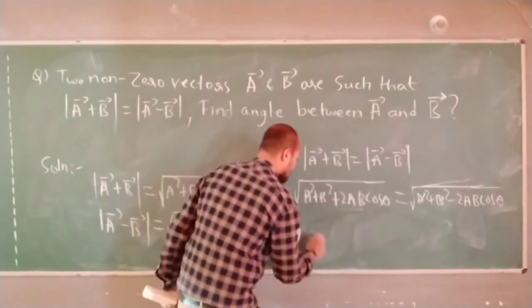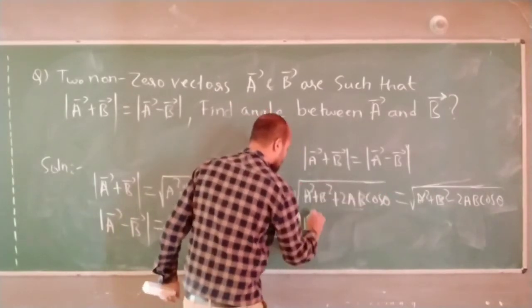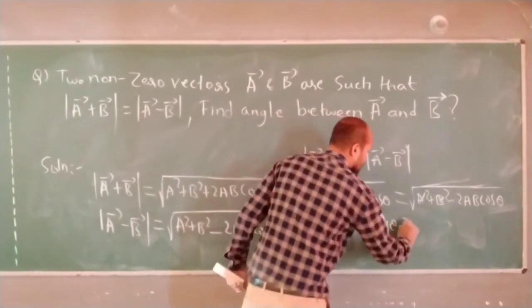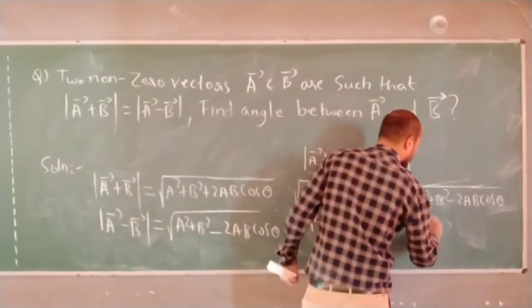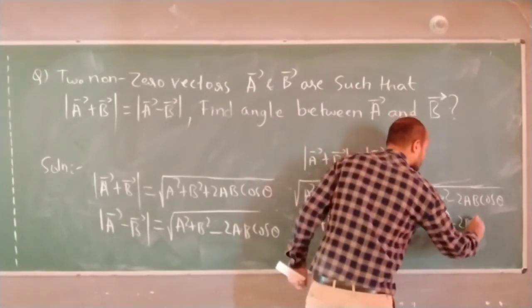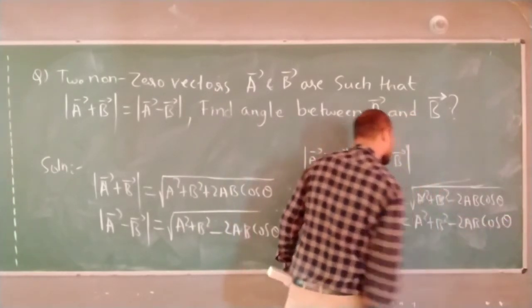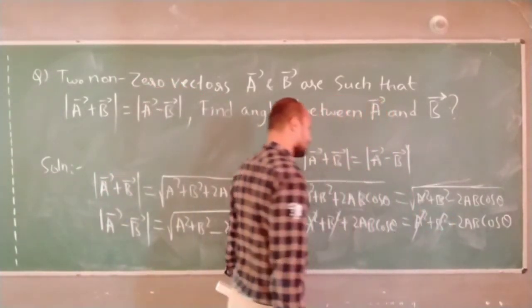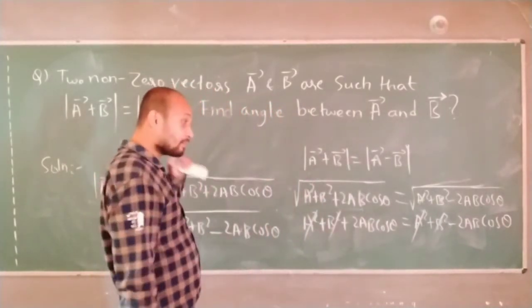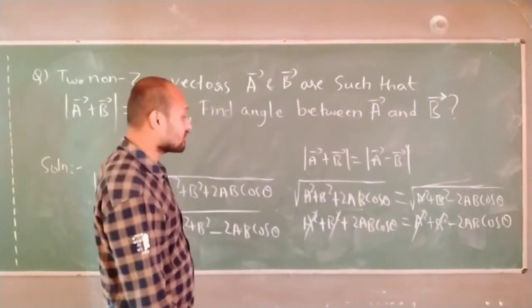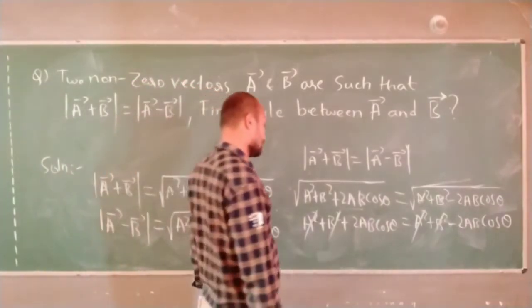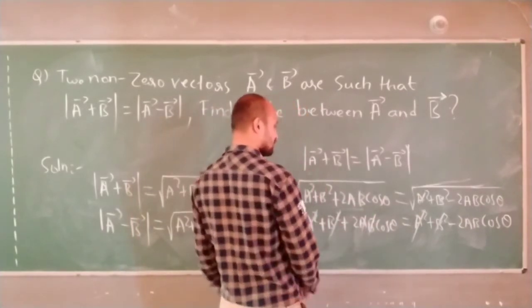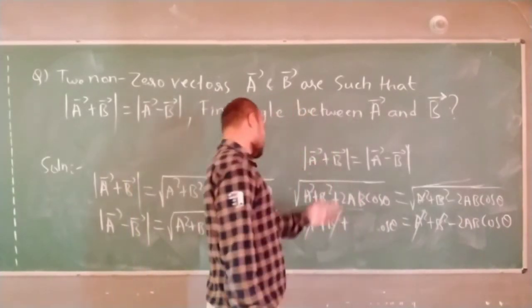You are first year students, no? So if I square them, I will get A square plus B square plus 2AB cos theta equal to A square plus B square minus 2AB cos theta. Got it? So here A square plus B square gets cancelled on squaring. So the remaining will be 4AB cos theta.